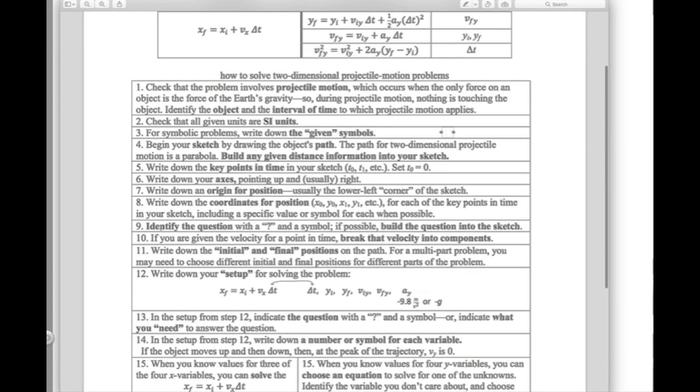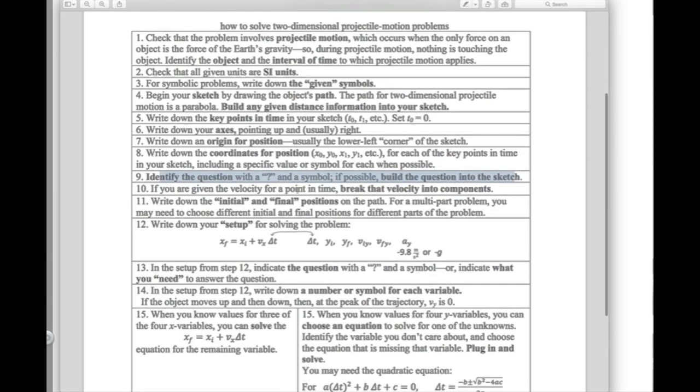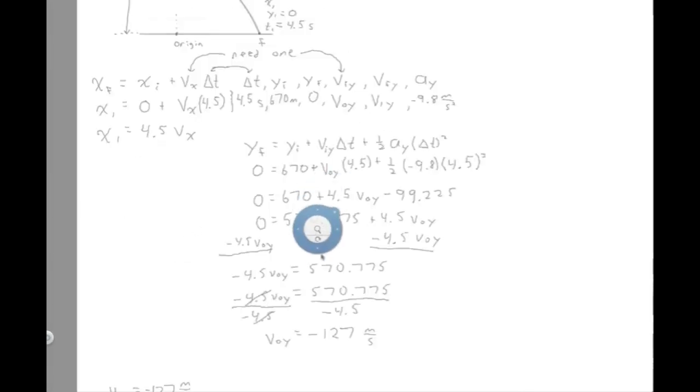So we indicated the new question with a question mark and a symbol and built it into the sketch. We decided that for this multi-part problem, we could choose the same initial and final positions for parts A and B. That means we can use the same setup. Same initial and final positions means we're using the same setup for the problem as for part A. Maybe I'm getting a little bit ahead of myself.